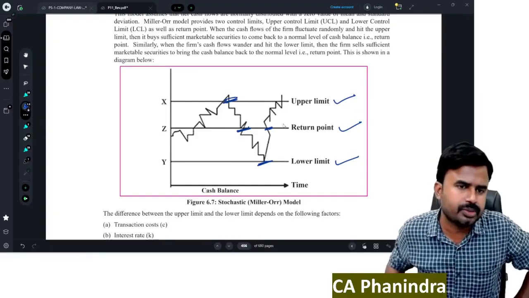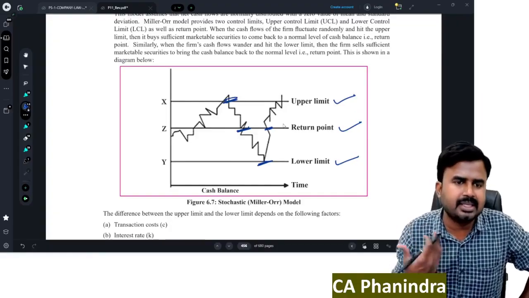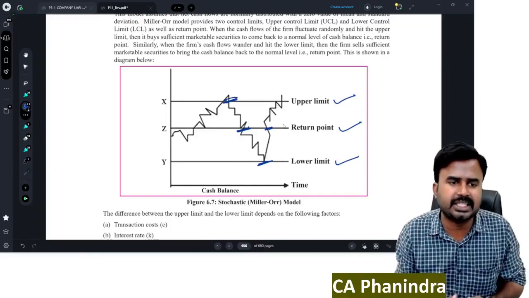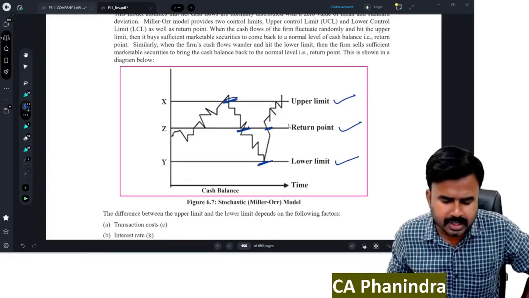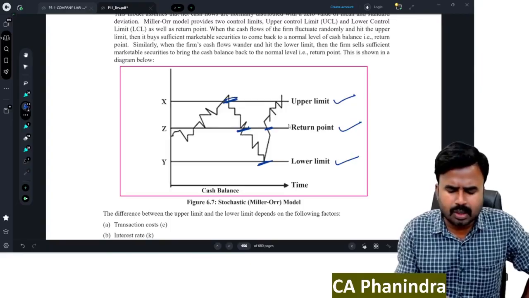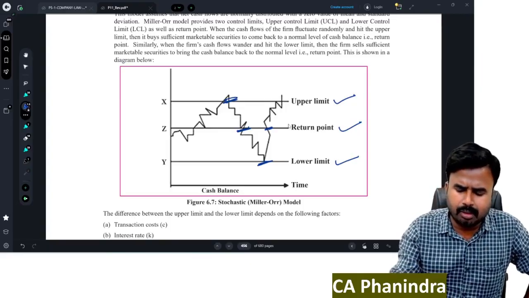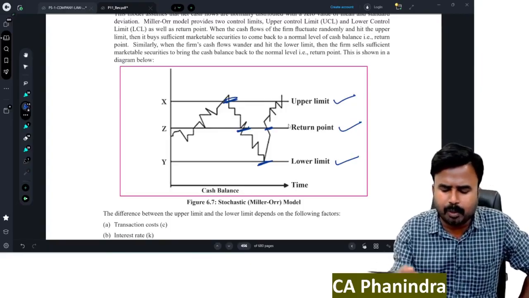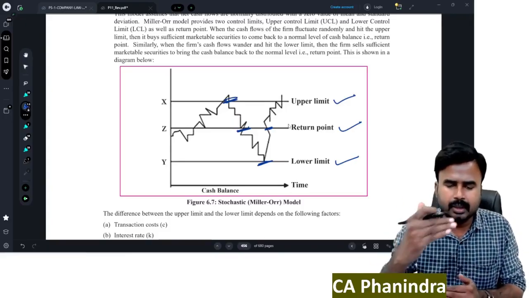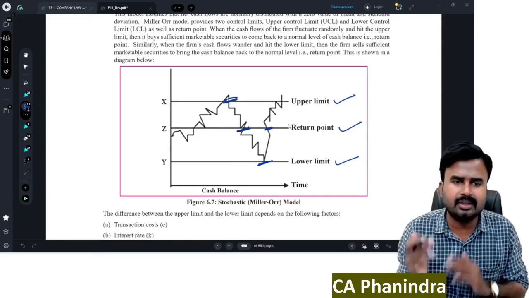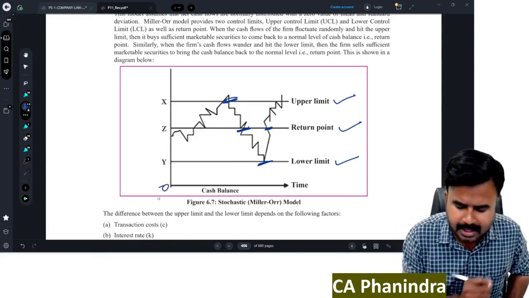So what I should do, simply I'll sell my existing securities in order to generate additional cash. So ultimately I can reach the return point. So dear students, the question is, what is the distance between this upper limit and return point and lower limit? First of all, fix these levels: upper limit, return point and lower limit. These are the three limits, and this is your horizon point.